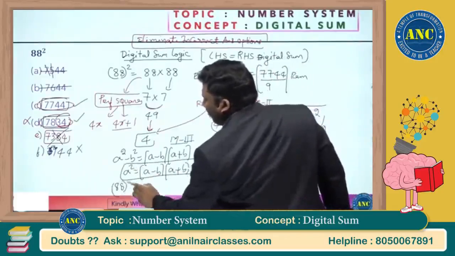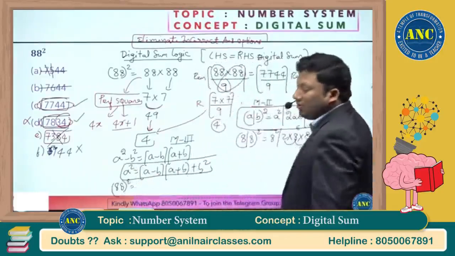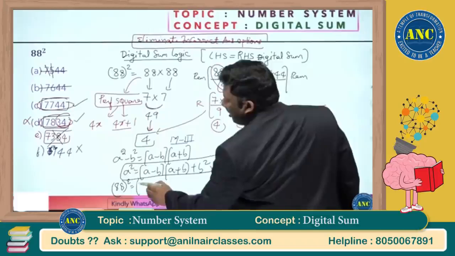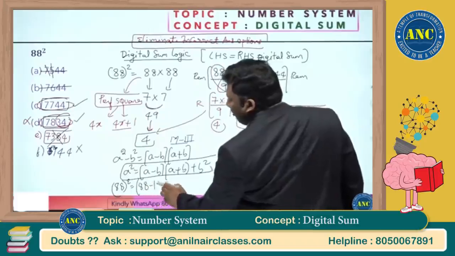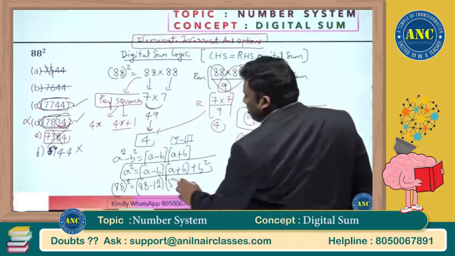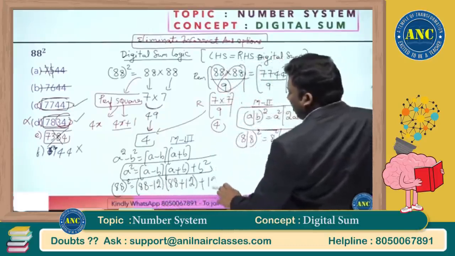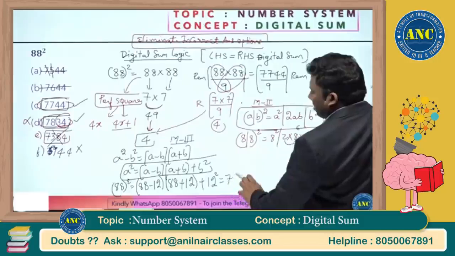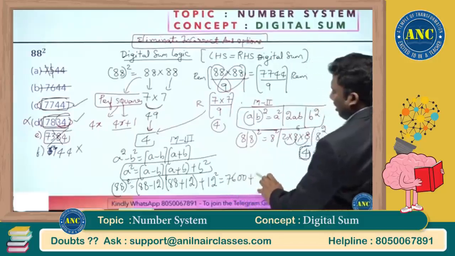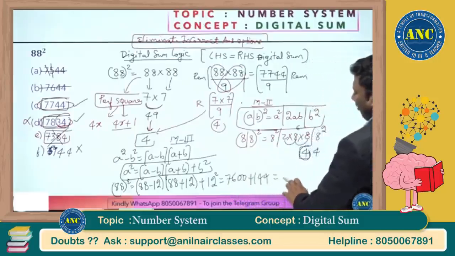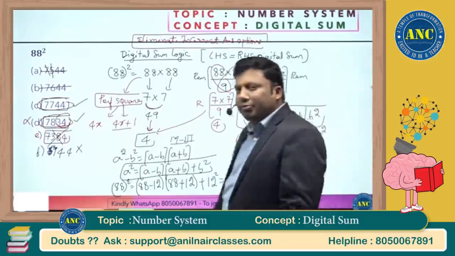88 square. 88 is nearer to which number? 100. What is the difference between 88 and 100? 12. So (88 minus 12) into (88 plus 12) plus 12 square, which is 76 into 100. 12 square is 144. Answer is 7744.